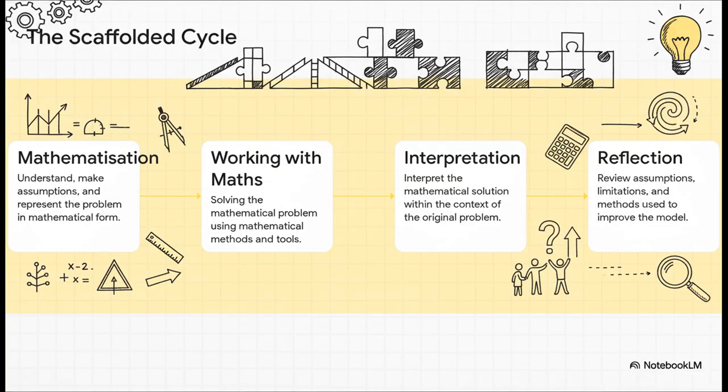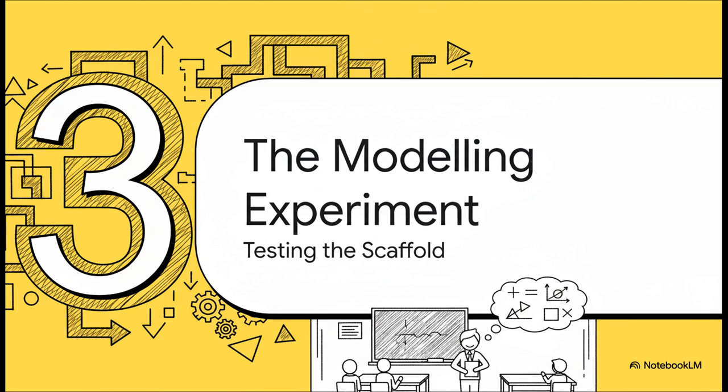So with that in mind, researchers created a scaffold specifically for mathematical modeling. They took that really intimidating 7-step cycle we saw earlier and boiled it down to this much more manageable 4-step process. It's designed from the ground up to support students who are totally new to this. Okay, so that's the theory. But how did it actually work in practice?